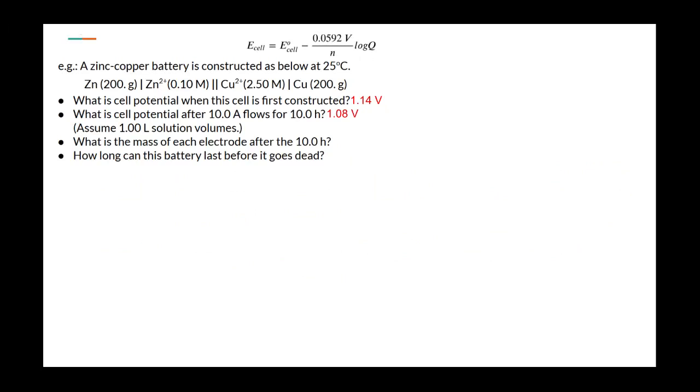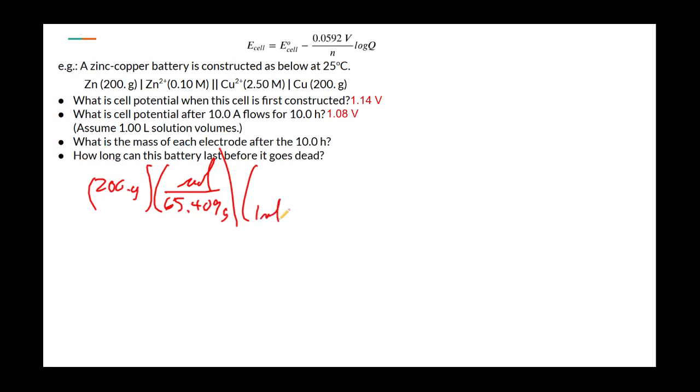Final question here is, how long can this battery last before it goes dead? Well, it's going to go dead when one of two things happens. Either we have oxidized all the zinc and there's no zinc left, or we've reduced all the copper. So let's test it both ways. When the zinc is all used up, all 200 grams of it will have been used up. Remember, zinc is 65.409 grams per mole.